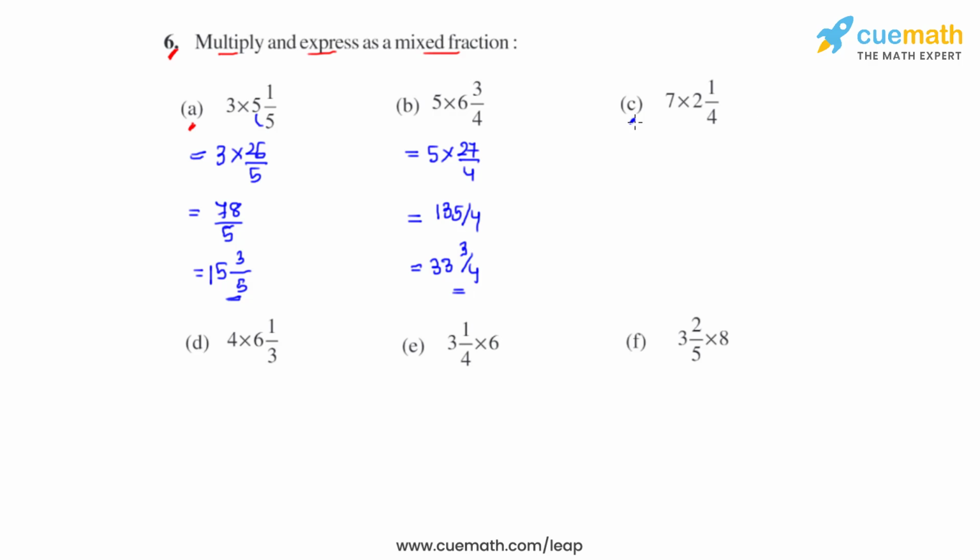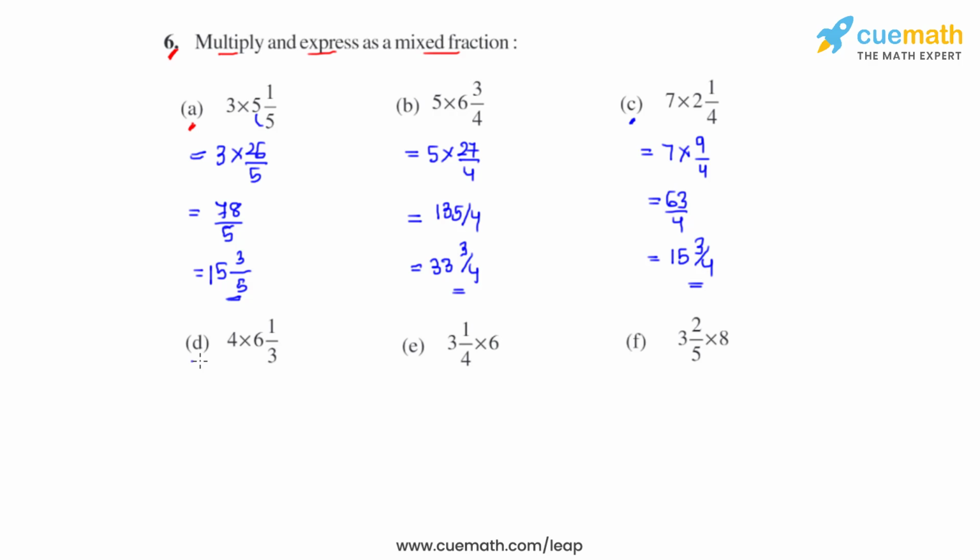Coming to part C, we have 7 times 2 1/4. So that will be written as 7 times, converting 2 1/4 into an improper fraction. 4 2s are 8. 8 plus 1 is 9. 9 over 4. So that gives us 63 over 4. Dividing 63 by 4 gives us the quotient as 15 and the remainder as 3. So we get it as 15 3/4.